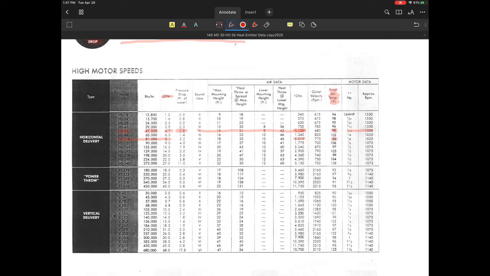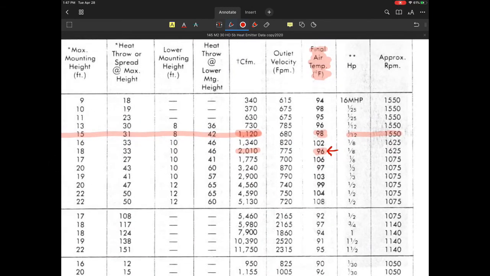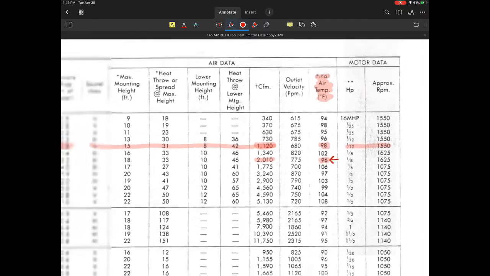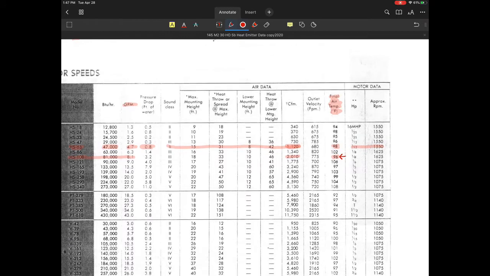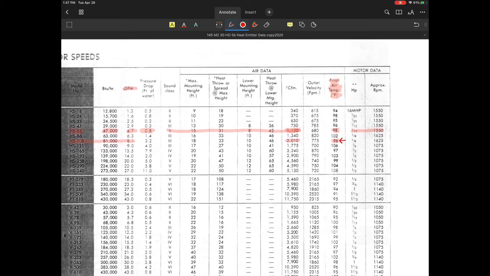There we go. So what we recognize in that HS108 is it's nominally rated for 81,000 BTUs at 8.1 gallons a minute, and it's going to blow 2,010 CFM of air. Now, here's the thing to remember. At a 200 degree supply water temp, you're going to get 96 degree air coming out of that unit heater, assuming you had 60 degrees going into that. Now, that's a 36 degree rise.